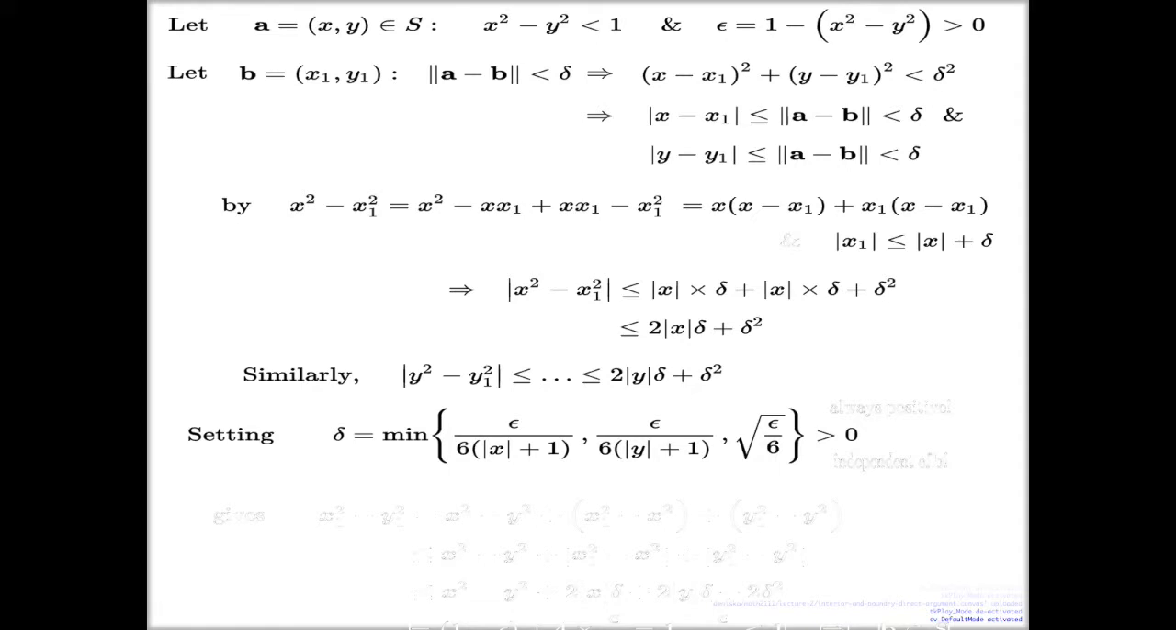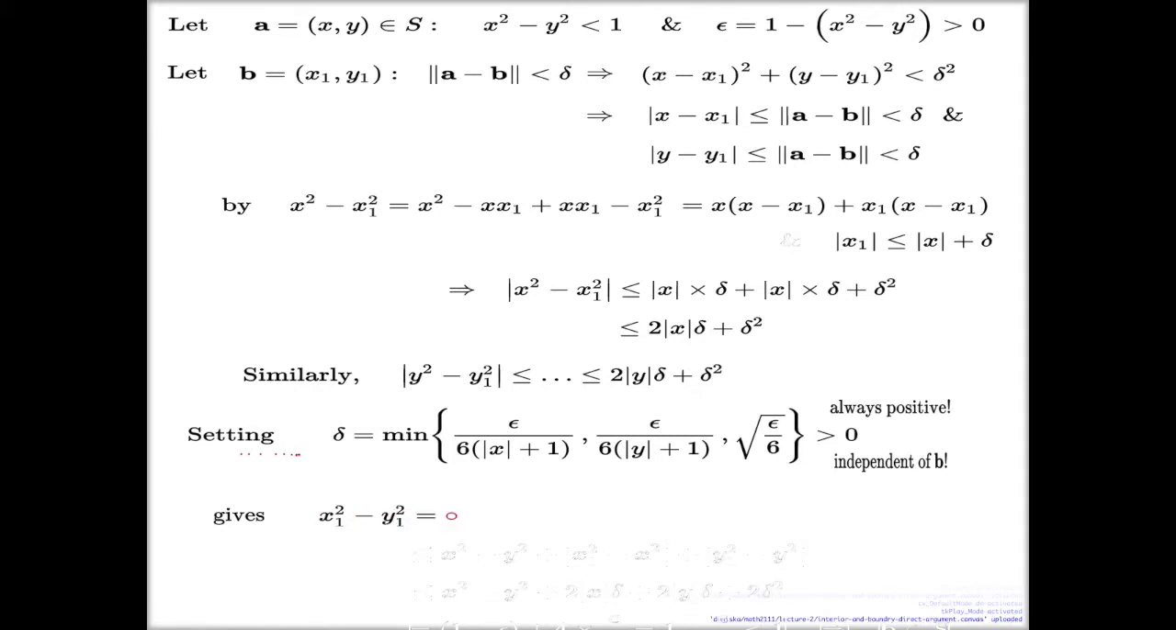If I choose such a delta, it's a minimum of 3 numbers, one of them like that, one of them like that, and one of them like that. The important thing about this choice of delta is that it's always positive, because every component here is positive. And it is independent of my B point. B point doesn't appear here. Components of A point, yes, they are, X and Y, but B is totally ruled out from here. Now look what I can say now. If I set such a delta, it gives me this.